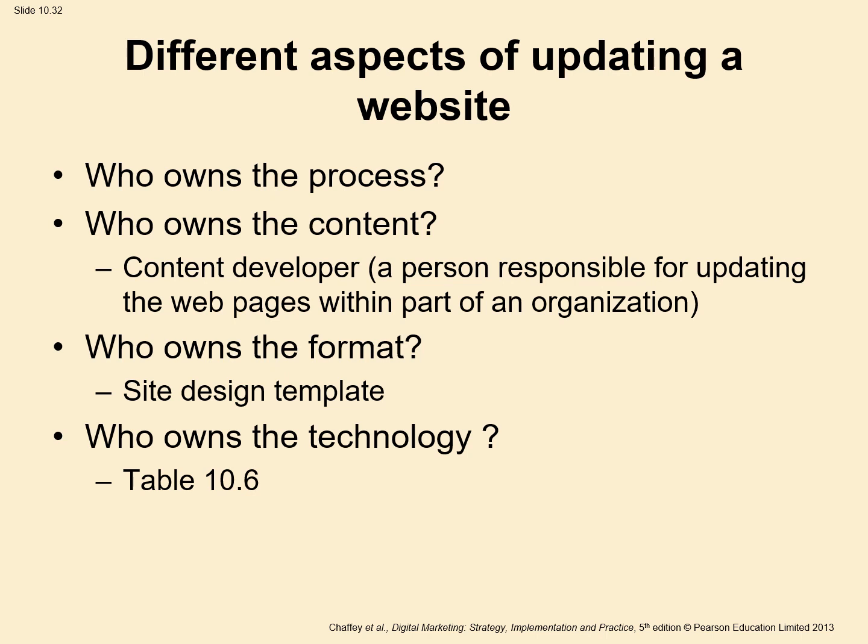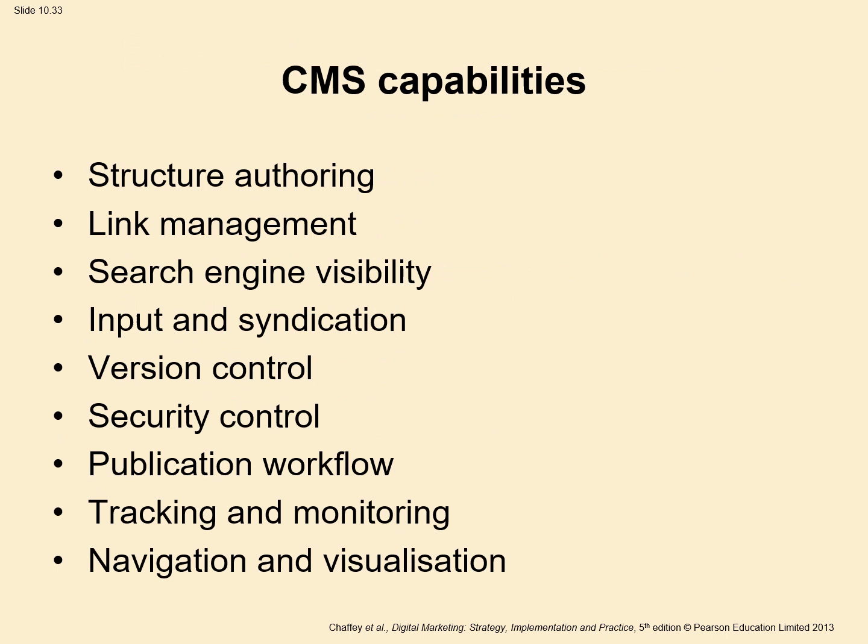And then the second one, who owns the content? It is called the content developer. This is a person responsible for updating the website pages within a part of the organization. And then who owns the format? It should be someone who understands enough about the site, design, template. And then who owns the technology? Someone who quite understands. For more about it, you can see table 10.6. When you talk about content management process, you will talk about content management system. The capabilities for a content management system are as you can see on the slide, and for more information you can see the next table.